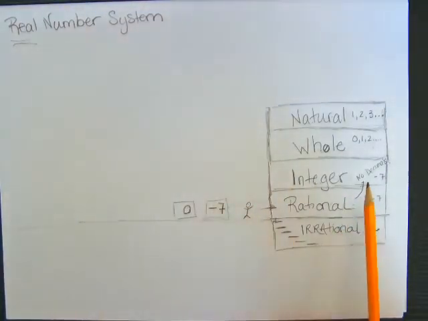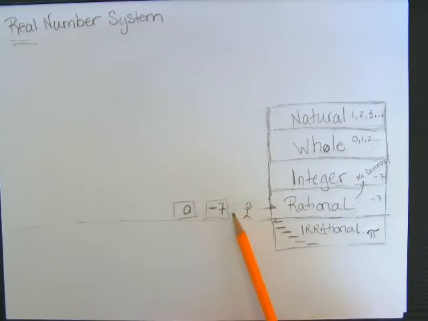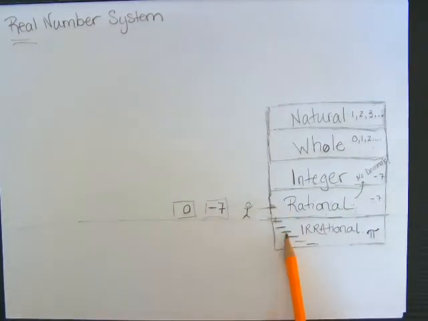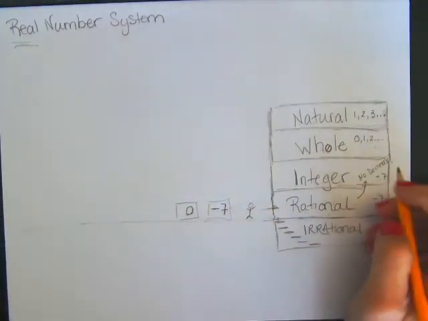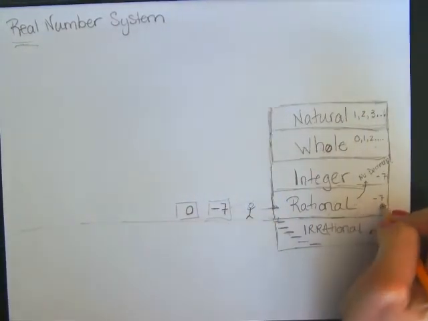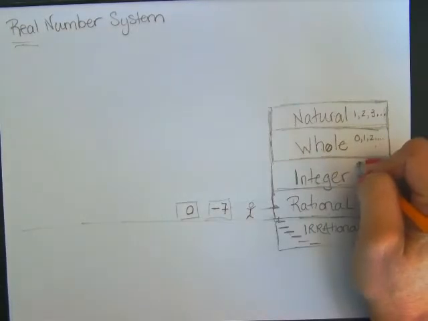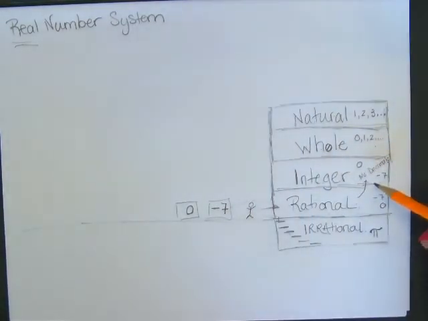Let's try 0. Can Mr. 0 get up to the rooftop party? Let's find out. Bring 0 here. Is 0 rational or irrational? Well, it doesn't have a crazy decimal. It's not a never-ending weird number, so it is rational. 0 can hang out on the first floor. Is 0 an integer, a number that does not have a decimal? Indeed, 0 can go on the second floor.